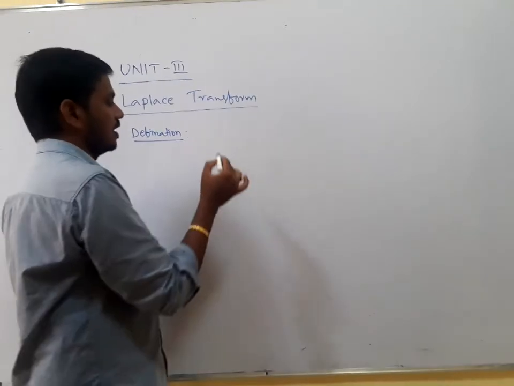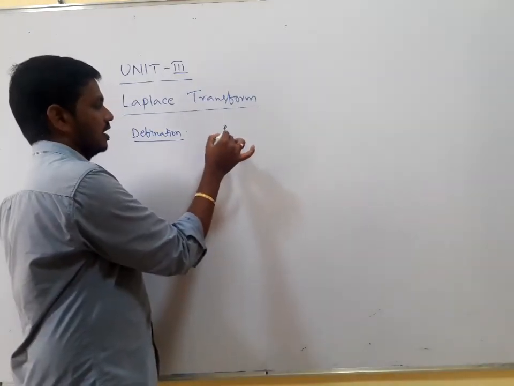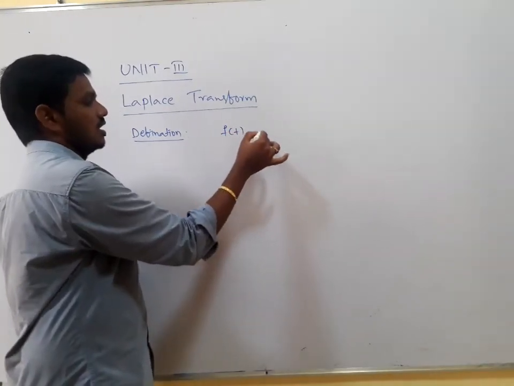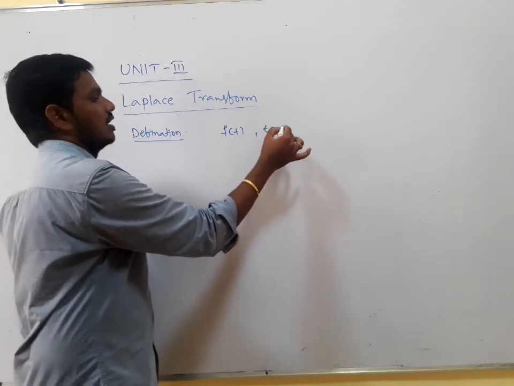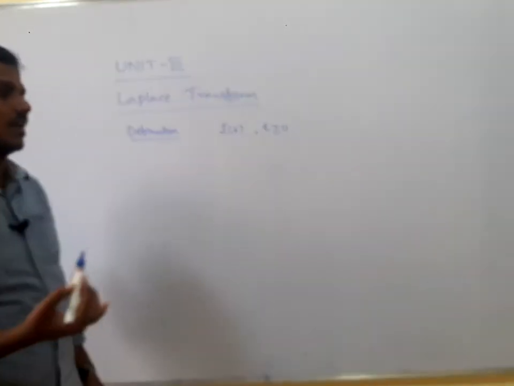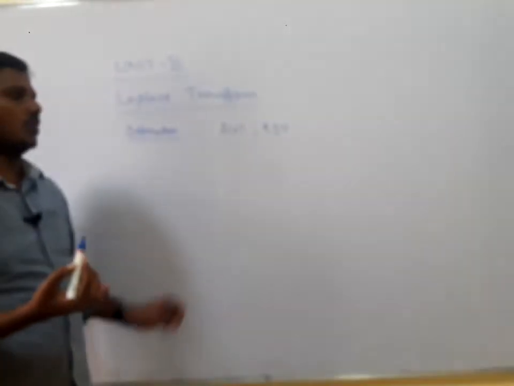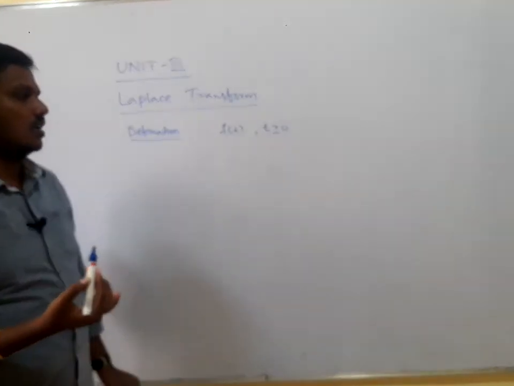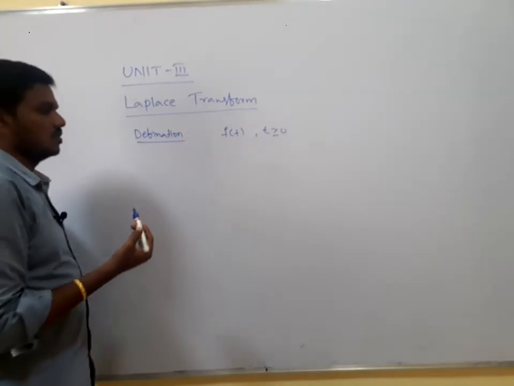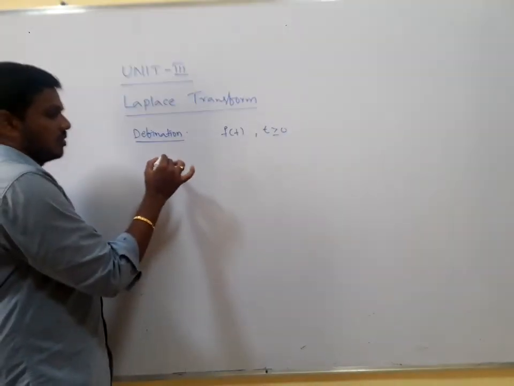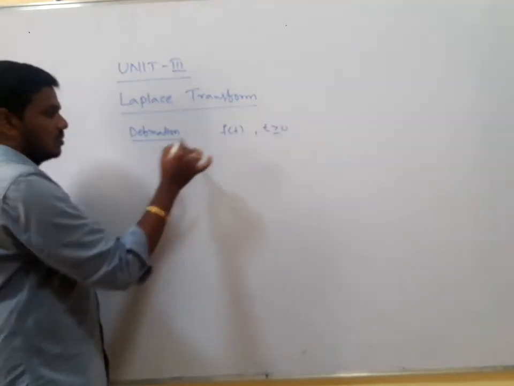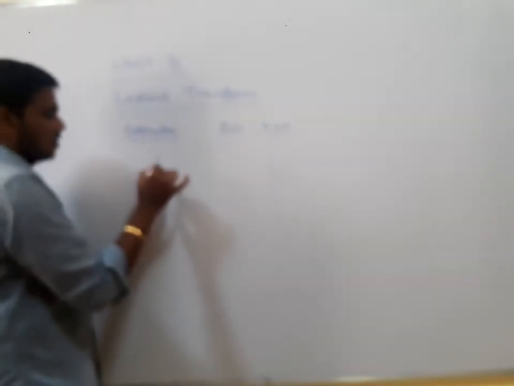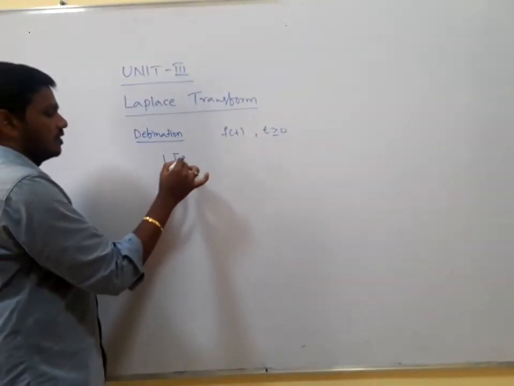suppose I take the real valued function f of t. Let f of t be a function defined for every t greater than or equal to 0. Now I am considering one real function f of t, defined for t greater than or equal to 0. Then the Laplace transformation of f of t is denoted by L of f of t.